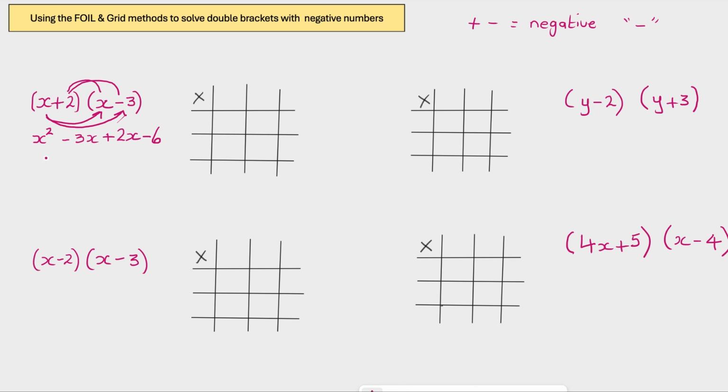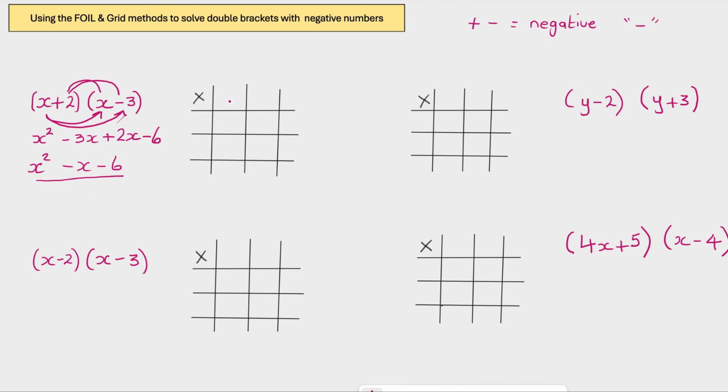Now we're going to collect like terms and simplify it. So x squared goes first, biggest number. Then we've got minus 3 plus 2, which gives us minus 1, which is minus x, sorry. And minus 6 on its own. So there we go, that's the answer. We've simplified it nicely.